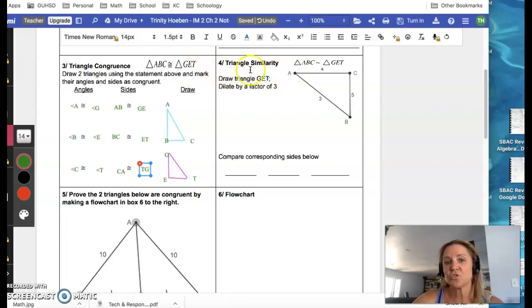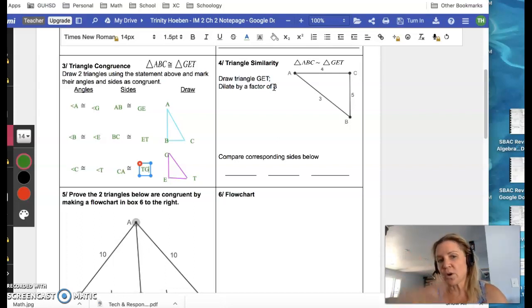This time, instead of the two triangles being congruent, we have the little similarity symbol in here. Okay, so it says draw triangle GET and dilate by a factor of 3. So this number 3 is larger than 1. If it's just a dilate by 1, it would keep the triangle the same size. But if it says to dilate by 2, it's going to double it. If it says to dilate by 3, it's going to triple it, and so forth.